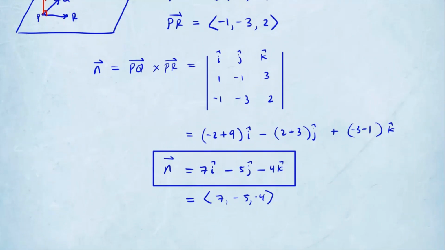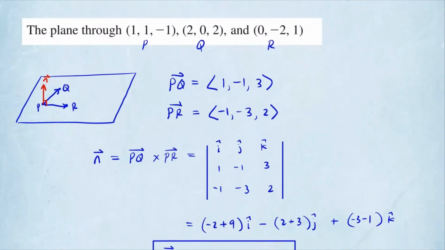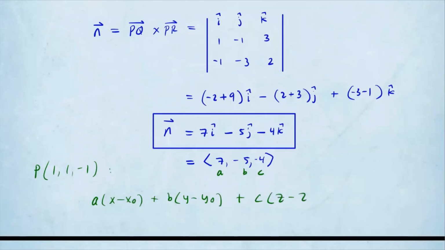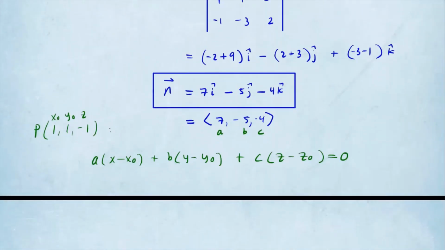So now we're almost there. We got the normal vector, so we know these are our coefficients A, B, and C. Now for our point, you are free to choose either of these points. You can pick P, Q, or R. I'm going to select P, so our point would be P, which has the components 1, 1, negative 1. So the equation of the plane, we know it's A times (x minus x0) plus B times (y minus y0) plus C times (z minus z0) equals 0. So plug them in. This is your x0, y0, z0, and A, B, C are these right here.